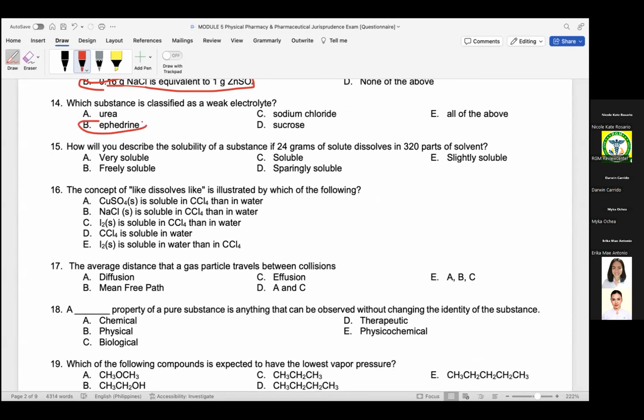Ephedrine, letter B. Urea, non-electrolyte yan. Sodium chloride is a strong electrolyte. And sucrose, it's a non-electrolyte as well. So, ephedrine is the only drug here. And this is, di ba, natuto last time when we met, that most drugs are weak electrolytes. So, letter B.